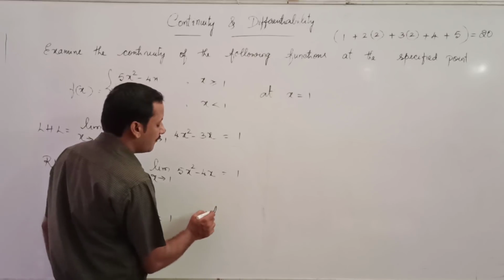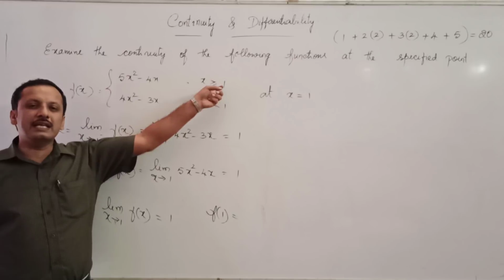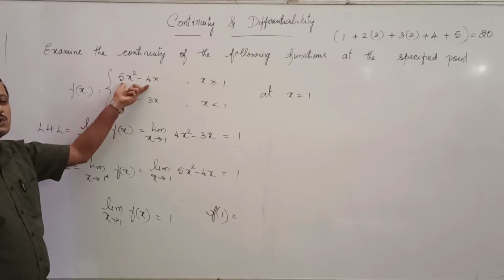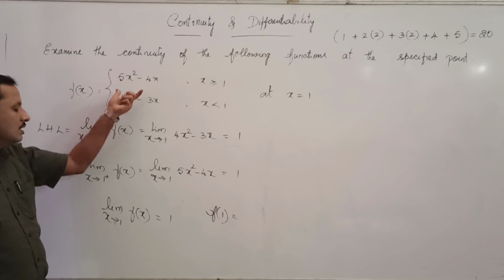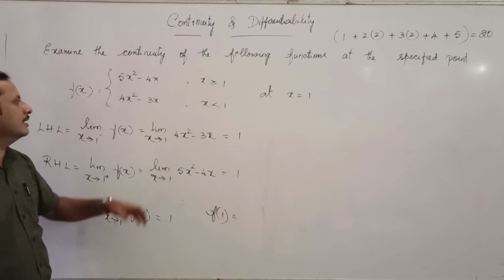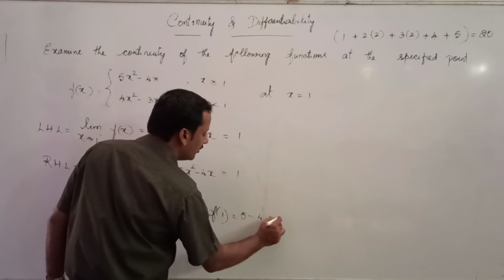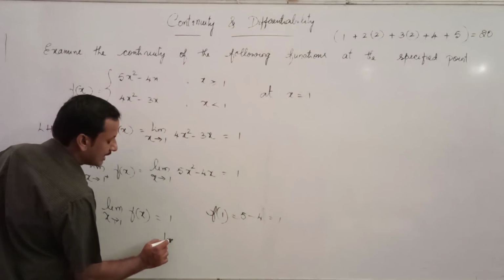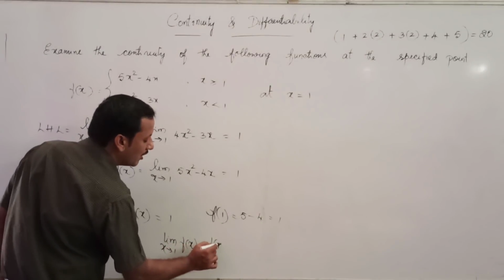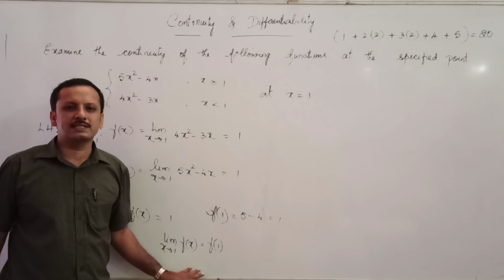Then what is the value of f of 1? At x equal to 1, how is it defined? Whenever x is greater than or equal to 1, the function is defined as 5x square minus 4x. So at x equal to 1, this is what it is defined. Put x equal to 1 here, we get 5 minus 4, which is equal to 1. So limit x tends to 1, f of x is equal to f of 1. Therefore, f of x is continuous at x is equal to 1.